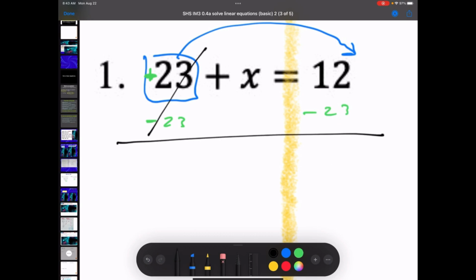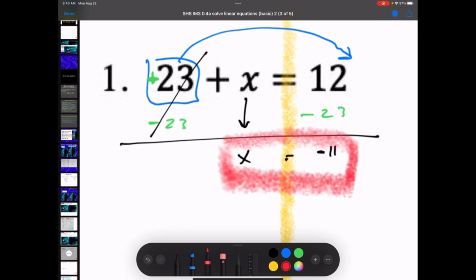This equals 0. This will come down. And x is equal to? Negative 11. Raise your hand if you got that. Job well done.